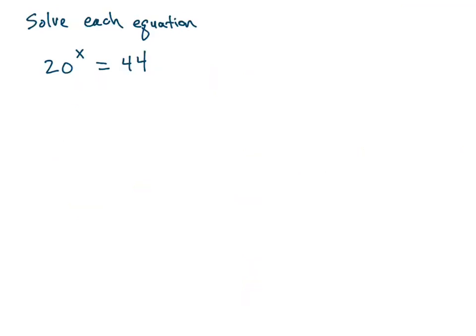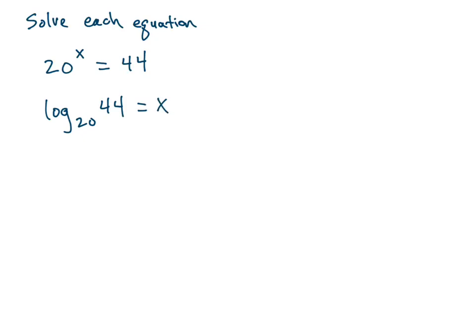In this next section, we'll be solving either exponential equations or logarithmic equations. So this one is an exponential equation. So to get that x out of the exponent, I have to convert it to logs. That lets me switch the position of the x and the 44, if you will. So this one, the base is 20. So I am going to write this as log base 20 of 44 equals x.